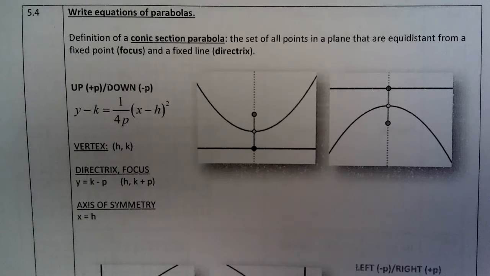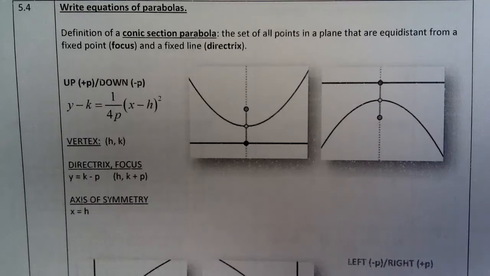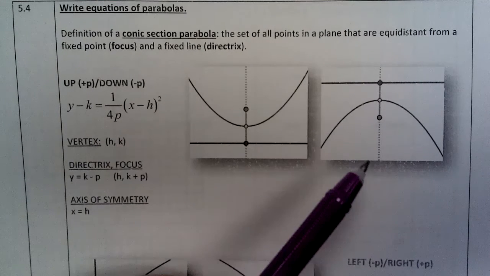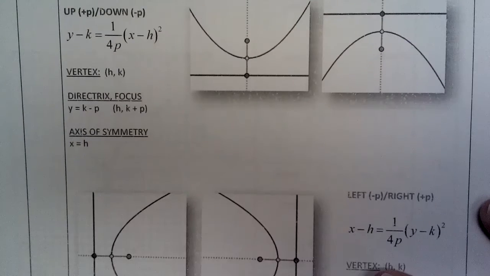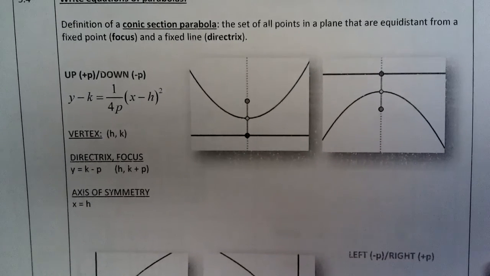Okay, so chapter 5.4 of conic sections is equations of parabolas. So we've been talking about parabolas a lot, but now we're going to talk about parabolas that not only face up or down, but also can face left or right, which you can see down here. And we're going to go more in depth with the formula.